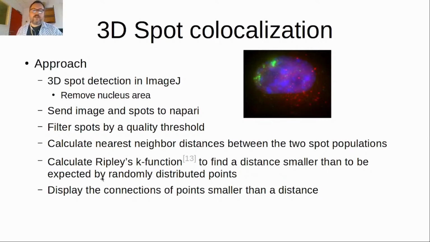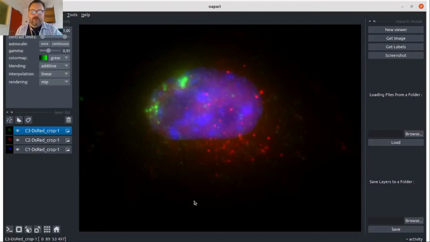We also calculate Ripley's K function to have a point of comparison, what we would expect from random distributions, which distances. Yeah, and then we display the connections of points with a minimum distance that we can configure.